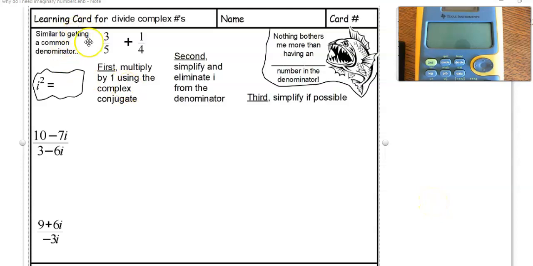Alright, welcome to this video. This one is dividing complex numbers, and I want to take you back on a little trip in the past to maybe your 3rd, 4th, or 5th grade.